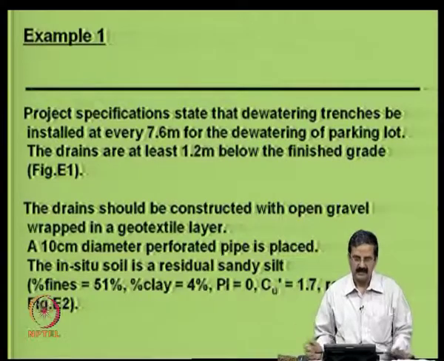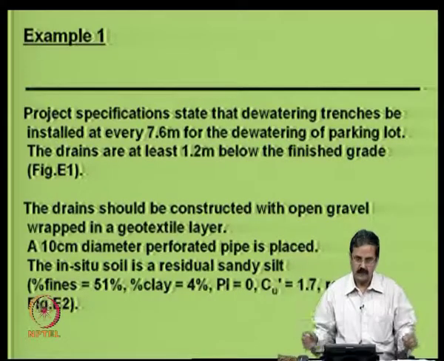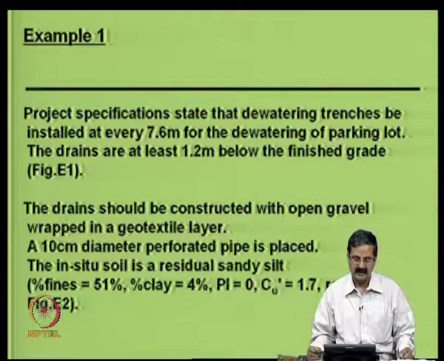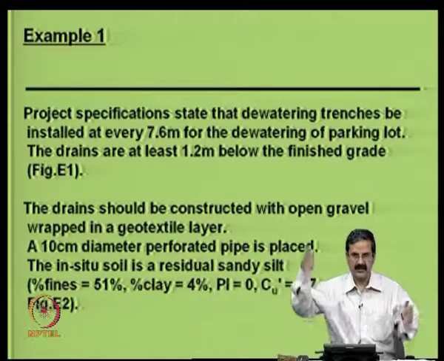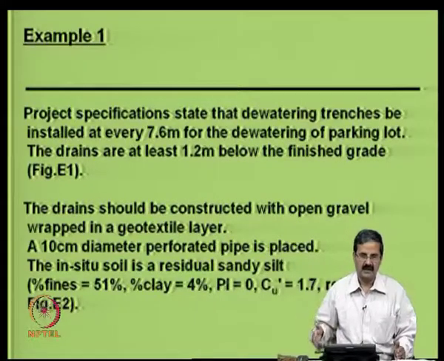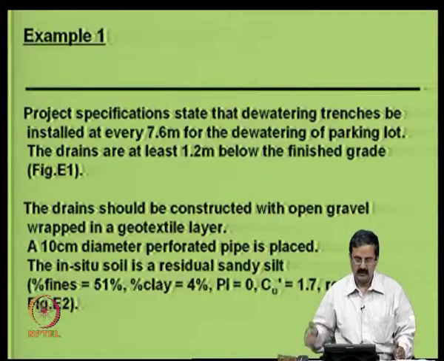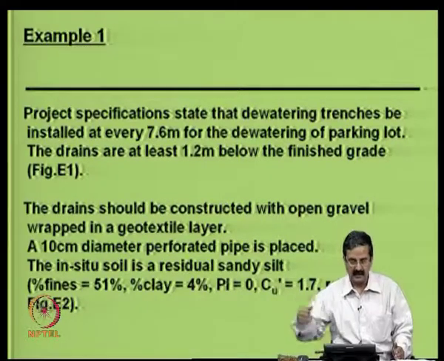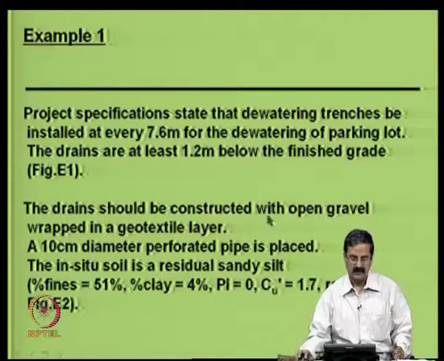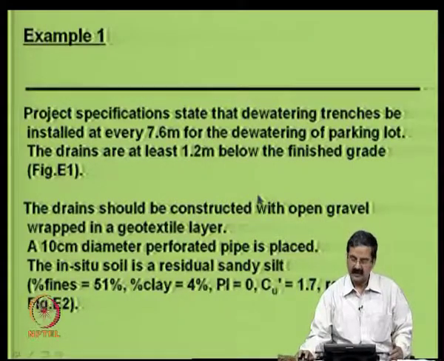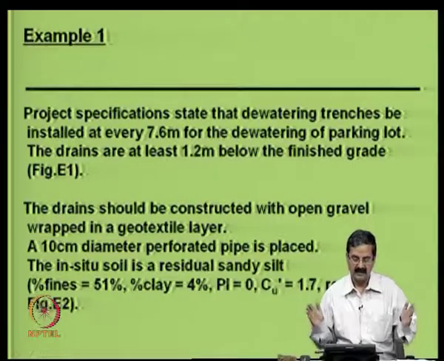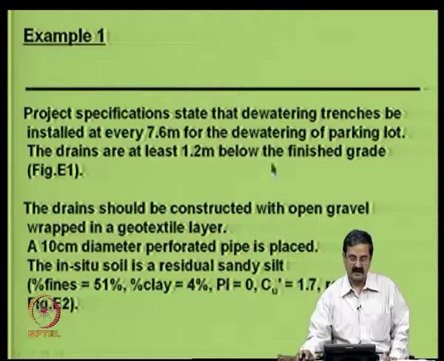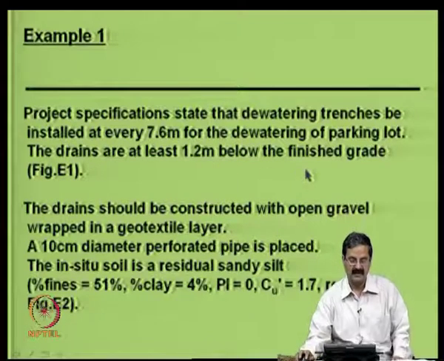So in the design, you can determine how much groundwater lowering is required, and then come out with the proper spacing of trenches. A trench means a vertical cut, which allows lowering of the water table, and then you can remove the water. The design says the spacing is every 7.6 meters in this parking lot, and the depth of the trench is about 1.2 meters below the finished grade.